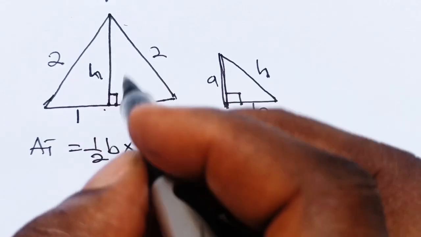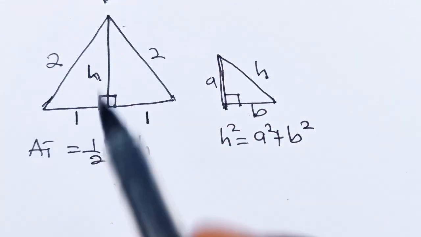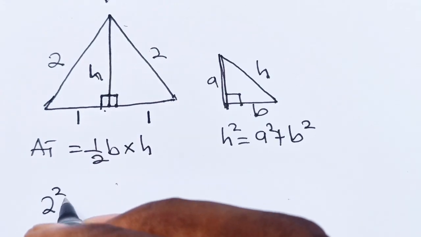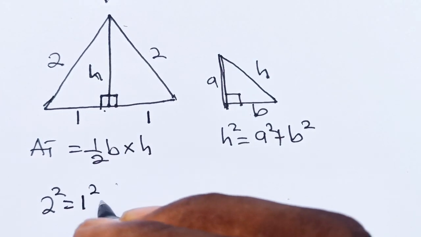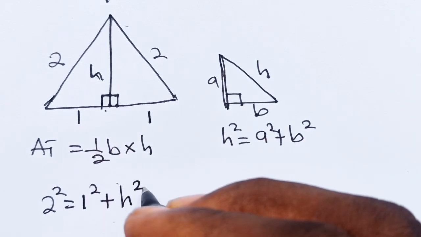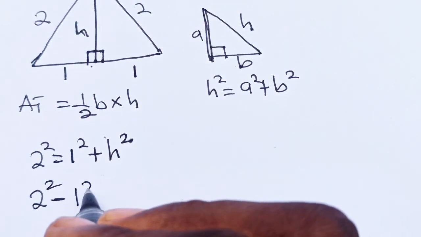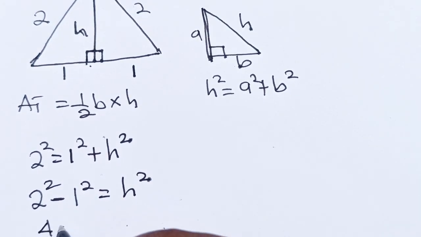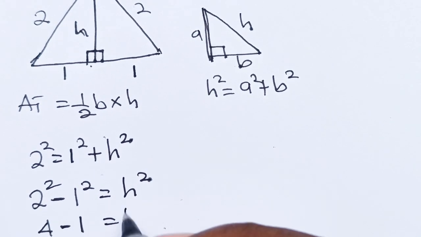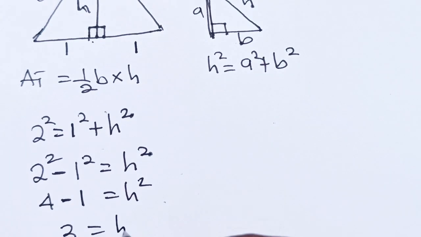Now, this is also a right angle, and the hypotenuse is this 2. So 2 squared is equal to this side plus this side, right? So 1 squared plus h squared. So we now have 2 squared minus 1 squared is equal to h squared. 2 squared is 4, minus 1 squared is 1, is equal to h squared. So we now have 3 is equal to h squared.